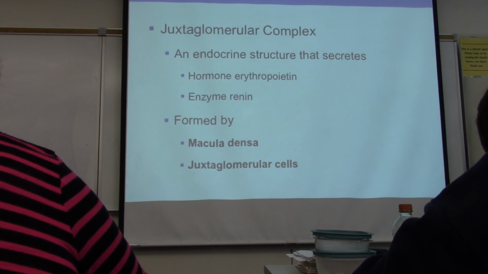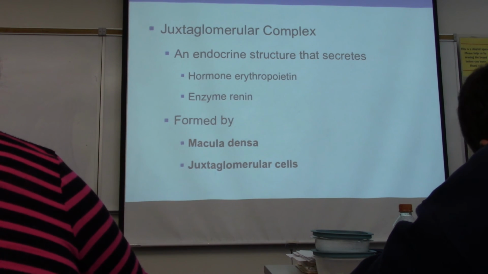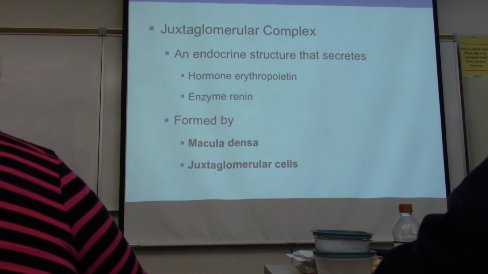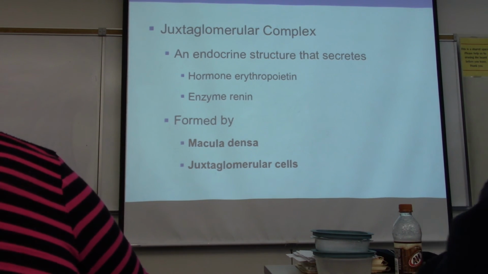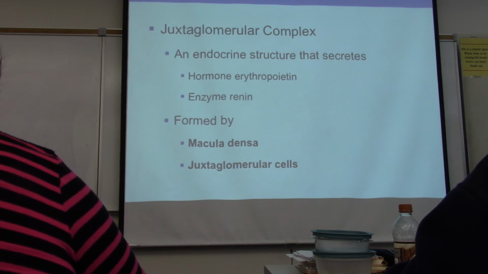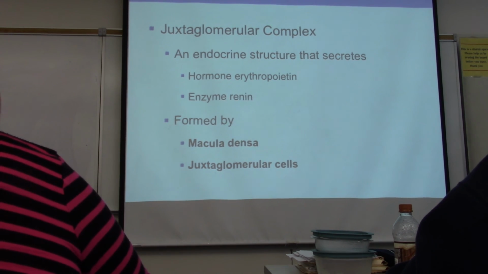I've talked about the juxtaglomerular complex already. And just remember that it's an endocrine structure, basically. It secretes two hormones, the hormone EPO and the enzyme renin. And remember, it's formed of two things: the macula densa, which is part of that DCT, and the juxtaglomerular cells, which are right there in between. Okay?